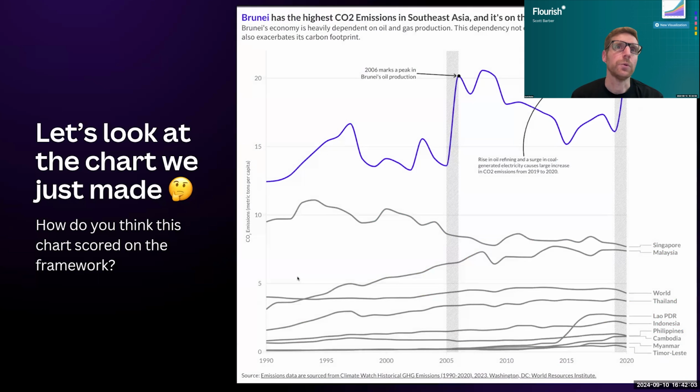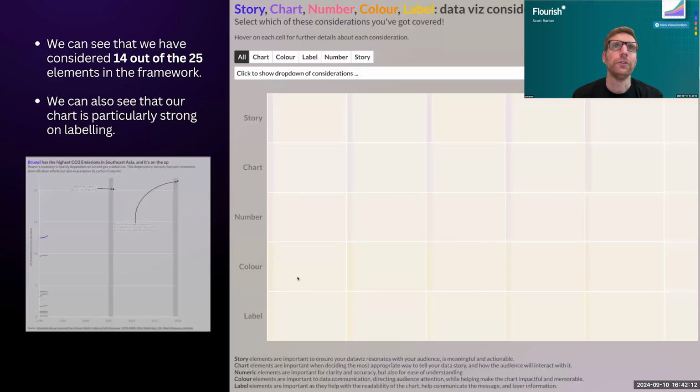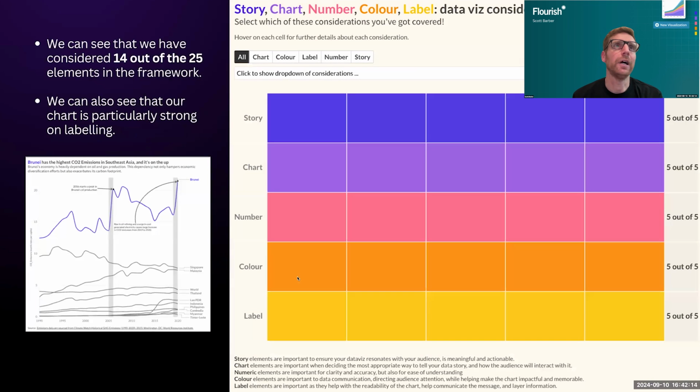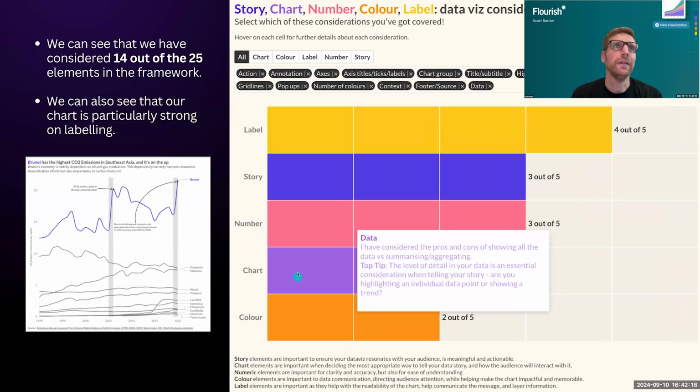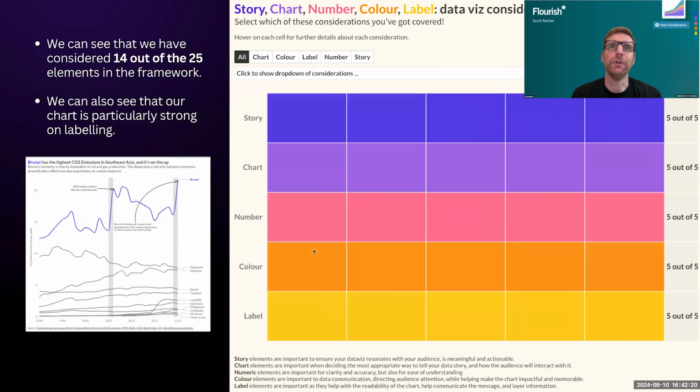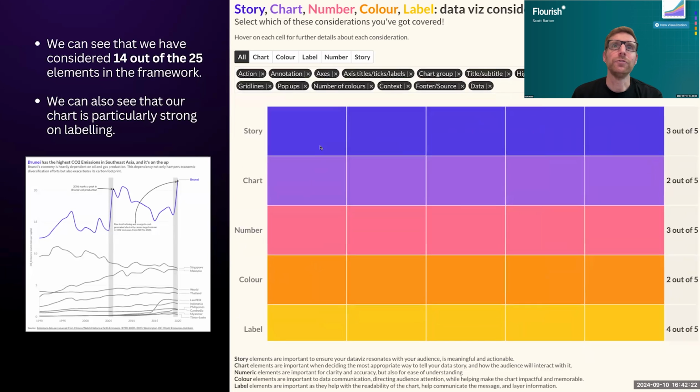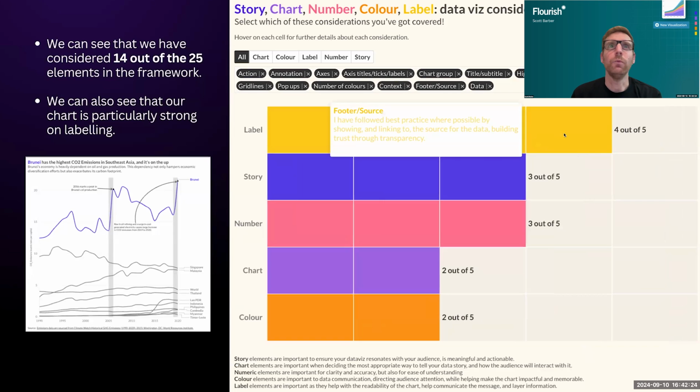And then when we get to our final one here, we've made more decisions. We've made more deliberate decisions all around the chart about how it looks. So we've got some scores here. Of our 25 potential different decisions, this one we've done 14 out of 25. So that's pretty good. And we can hover through here and work out which ones we've done.